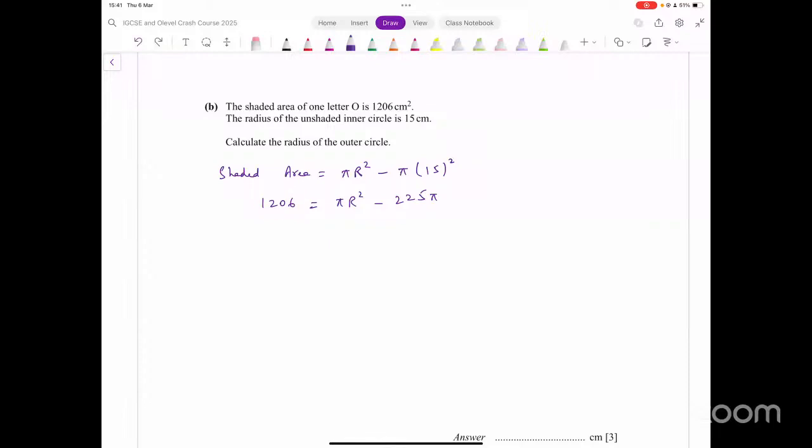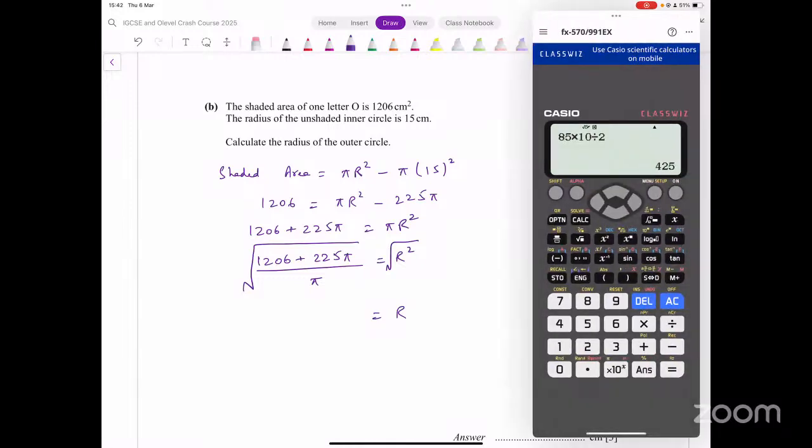Now we want to find the value of r from this. How can we do that? We can take this to the other side. That gives us 1206 plus 225 pi equals pi r squared. Divide by pi on the other side. That would give you (1206 plus 225 pi) divided by pi equals r squared. And then just take the square root of that whole thing, and that will give you the value of r. Let's see what that turns out to be.